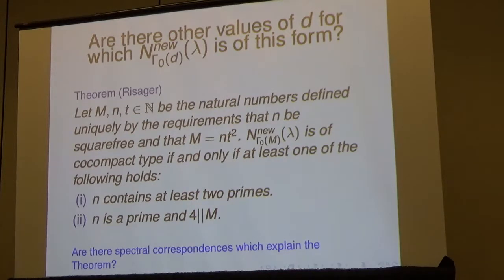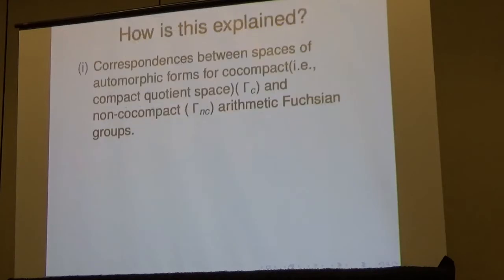I've already said this, there are spectral correspondences which explain the theorem, and how is it explained? Well, it turns out that this is all based in a very nice result that is part of the work of the Jacquet-Langlands correspondences. It is well known that correspondences between spaces of automorphic forms for compact and non-compact arithmetic groups are explained by Jacquet-Langlands. The Jacquet-Langlands correspondence asserts that you have such a correspondence.